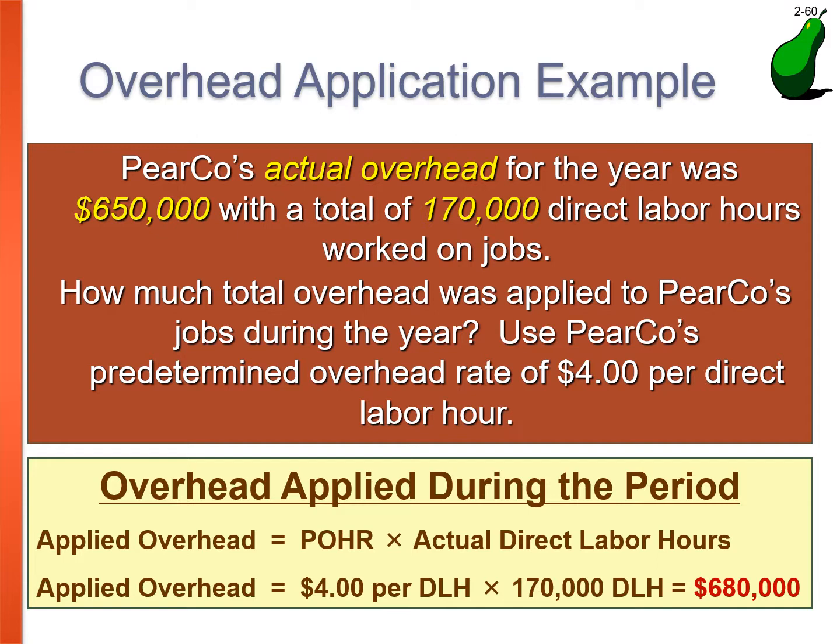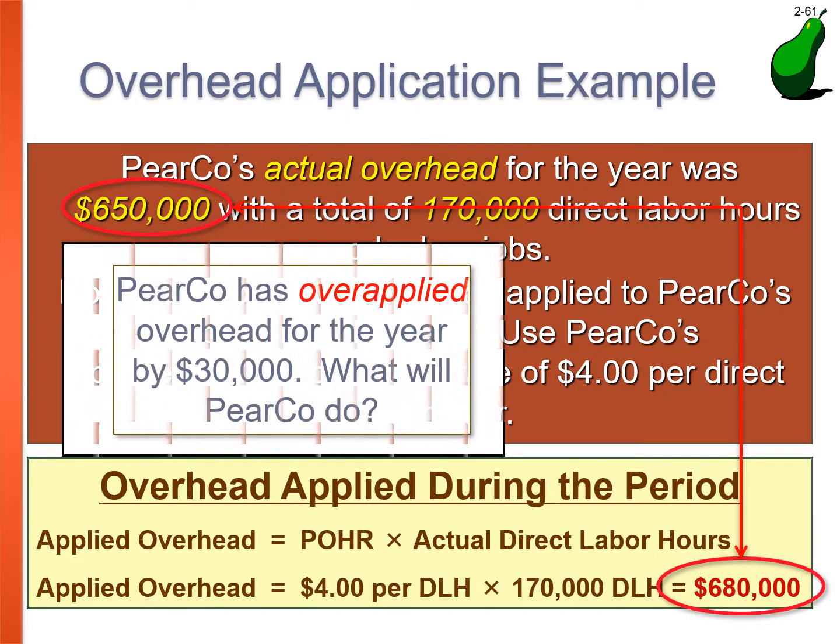So Pear Company's actual overhead for the year was $650,000, with a total of 170,000 direct labor hours worked on jobs. How much total overhead was applied to Pear Company's jobs during the year? Use Pear Company's predetermined overhead rate of $4 per direct labor hour. Well, their applied was the $4 times 170,000 direct labor hours, or 680,000. Their actual, $650,000. So in this case, they applied too much, or over-applied overhead for the year by 30,000.